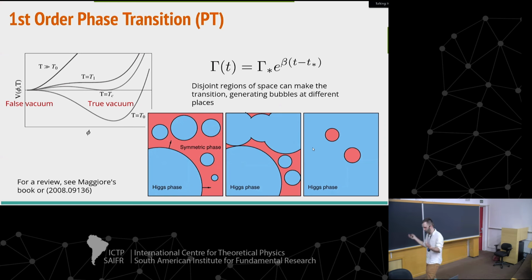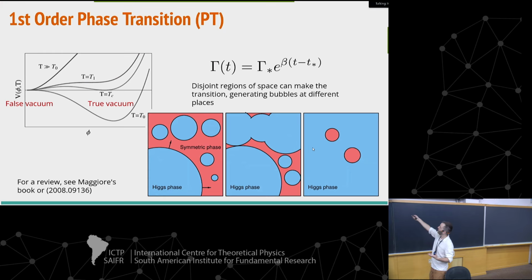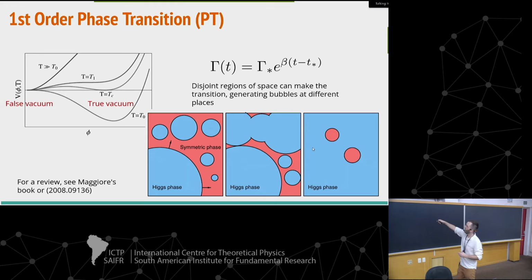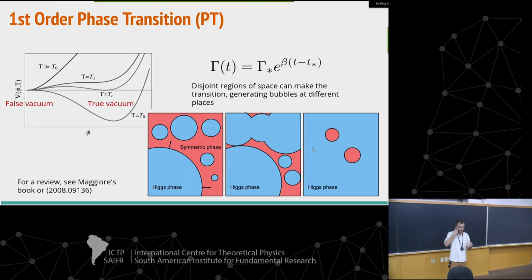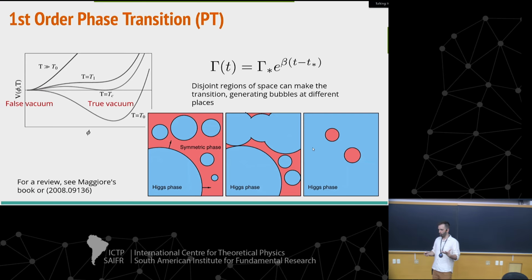Just to quickly go through phase transitions: if you have a false vacuum and the temperature goes down in the universe, at some point you go from a false vacuum to a true vacuum. You generate these bubble structures in which part of the universe is in the symmetric phase and the other part is in the true vacuum. At some point those bubbles can grow, collide, and source gravitational waves.